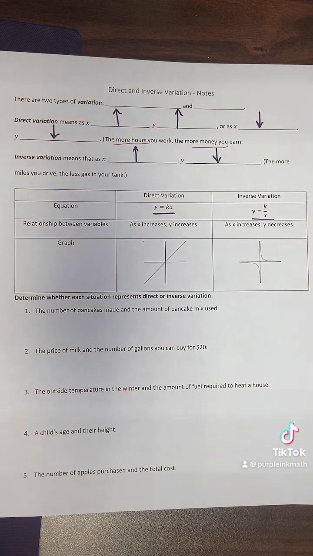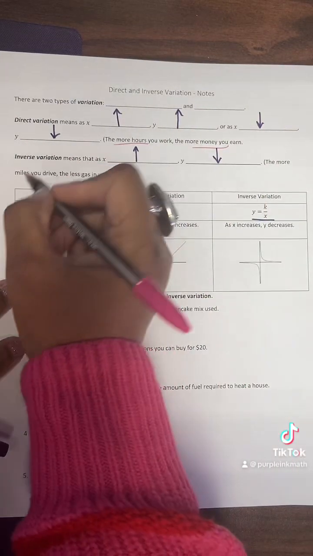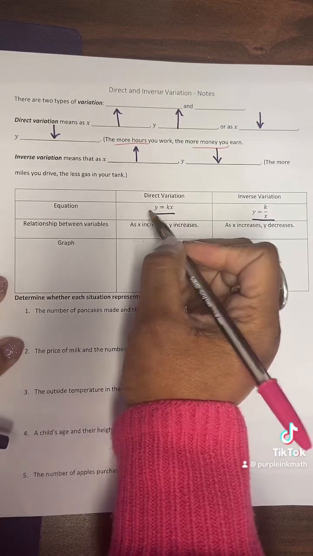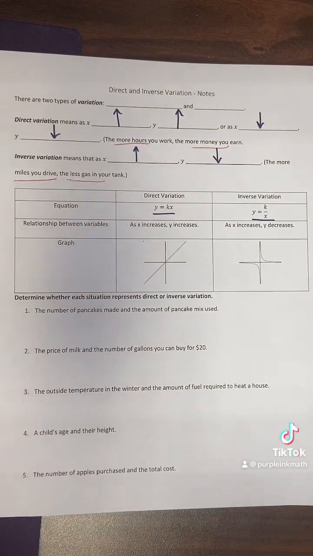Inverse variation is when they go in opposite directions. So like as your x's get larger, your y's get smaller. A real life example would be the more miles you drive, the less gas is in your tank. So as your miles are increasing, your gas is decreasing.